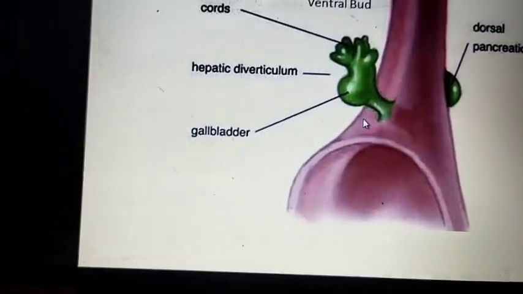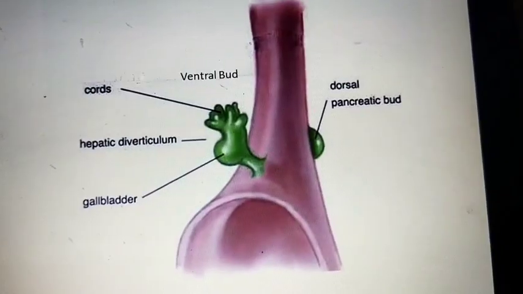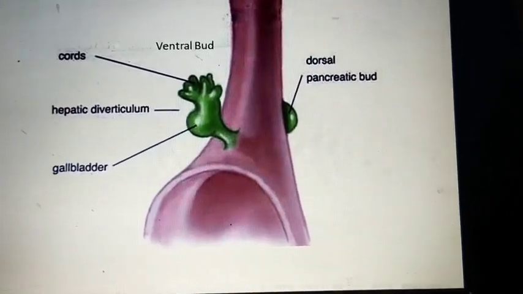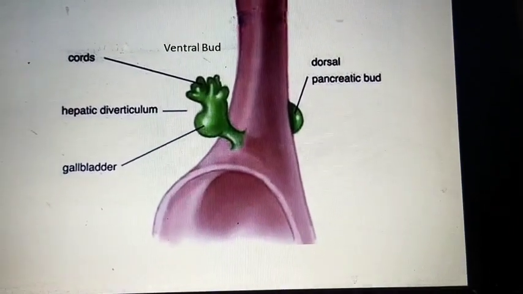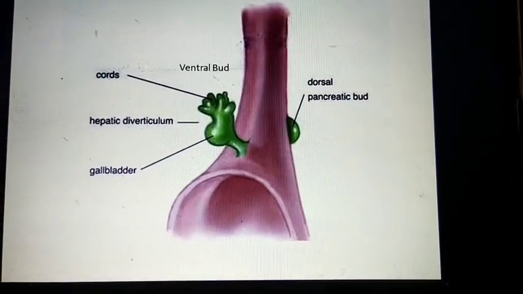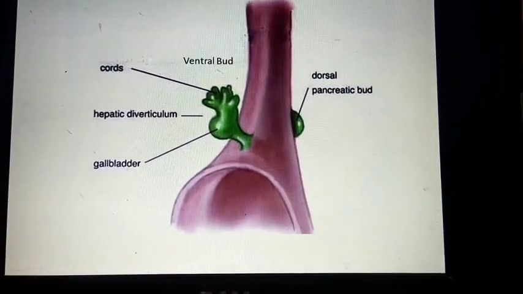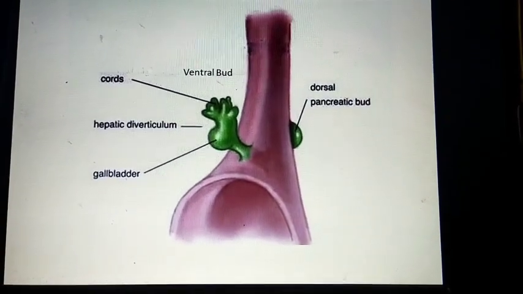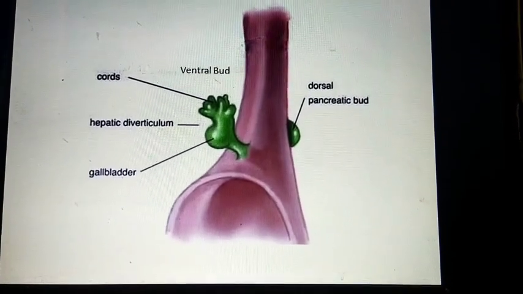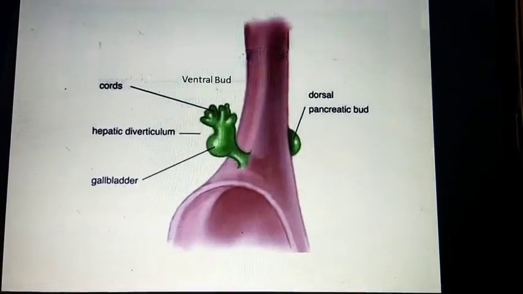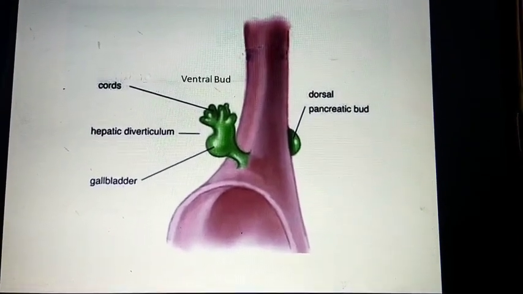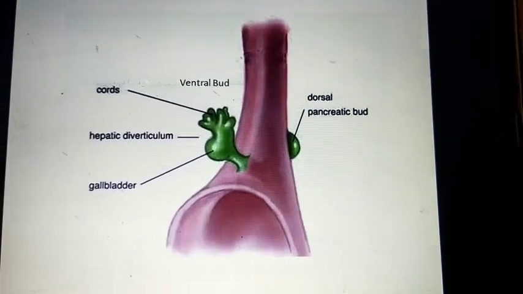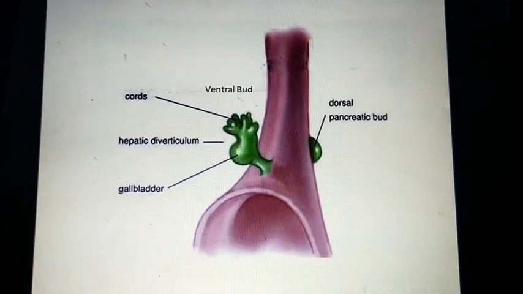This hepatic diverticulum appears in the ventral wall of the primitive midgut early in the 4th week of intrauterine life in human embryological development. This small diverticulum enlarges for the development of the liver and extrahepatic biliary duct, the gallbladder, and the ventral pancreatic bud. You can go to the next slide.